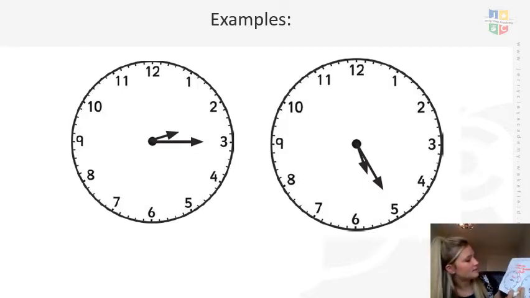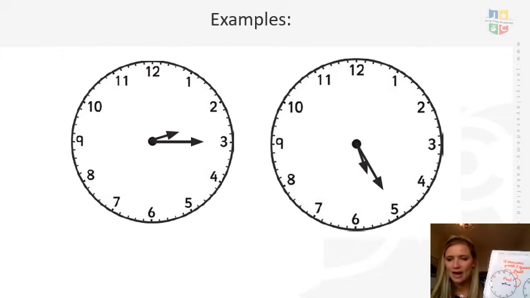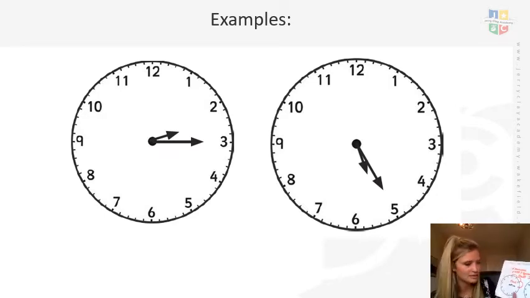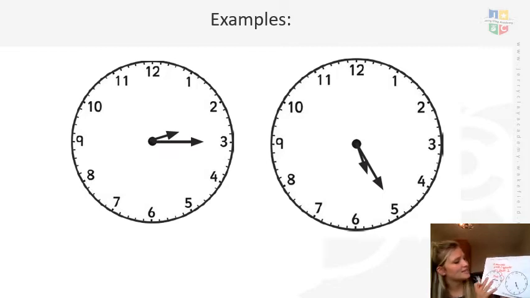Now we know that it is past, so we now need to look at our hour hand. Which hour has the hour hand passed? What number has it passed? It has passed the 2, so it is quarter past 2. Because remember, we wouldn't say 15 minutes past, we would say quarter past. Okay, let's have a look at our second one.